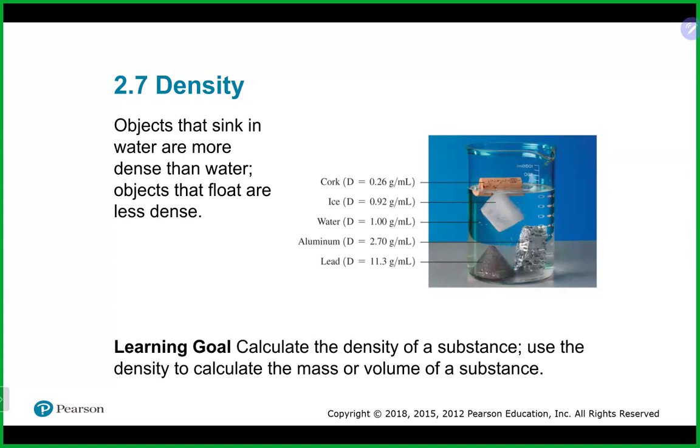The last thing we're going to talk about in this chapter is density. And density is basically the property of matter that determines, for example, whether or not something will sink or float. If something is more dense than, say, liquid water, it will sink. If something is less dense than liquid water, it will float, which is what we see here. We've got some objects floating, and we clearly have some objects that are sinking.